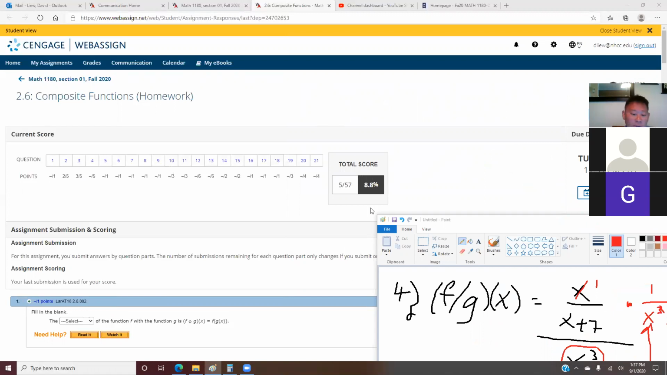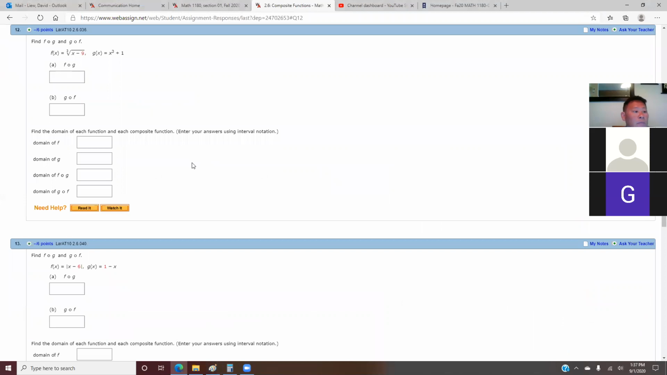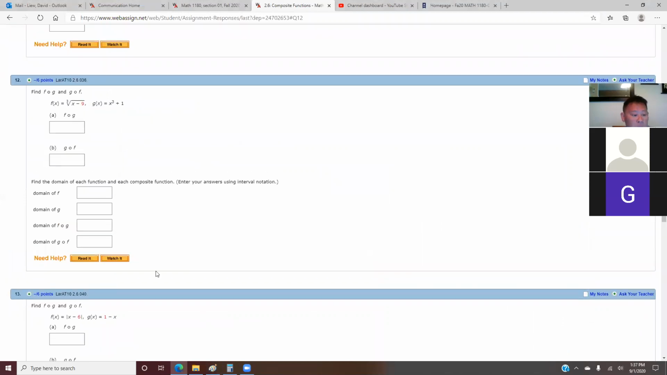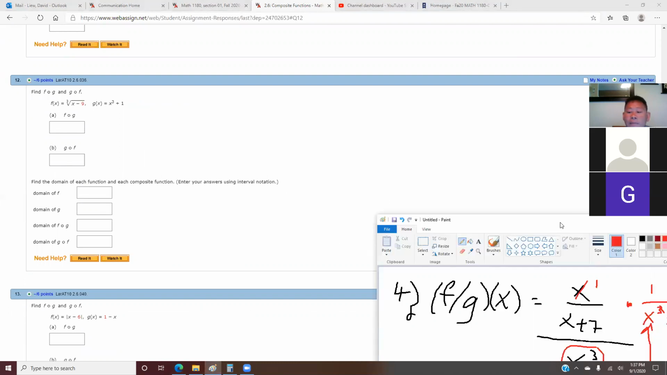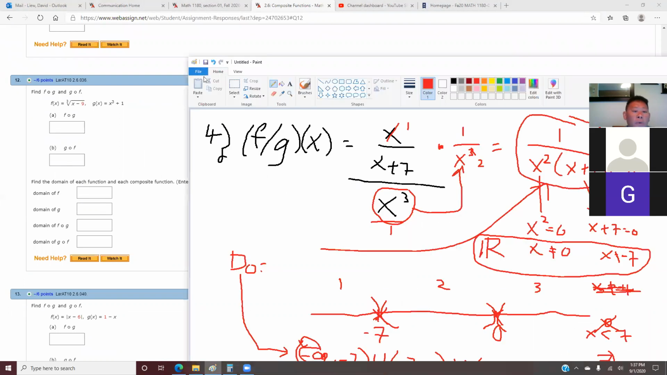Right, Ryan, questions you have on 2.6? Yeah. One last question for 2.6 on number 12. I just had a question regarding, I got the compositions down. I was just having trouble getting the domain of F and the domain of the compositions. Okay, so I got the domain of G. Okay, I'll teach you. Don't worry about that. Thank you. So, oh, no problem.